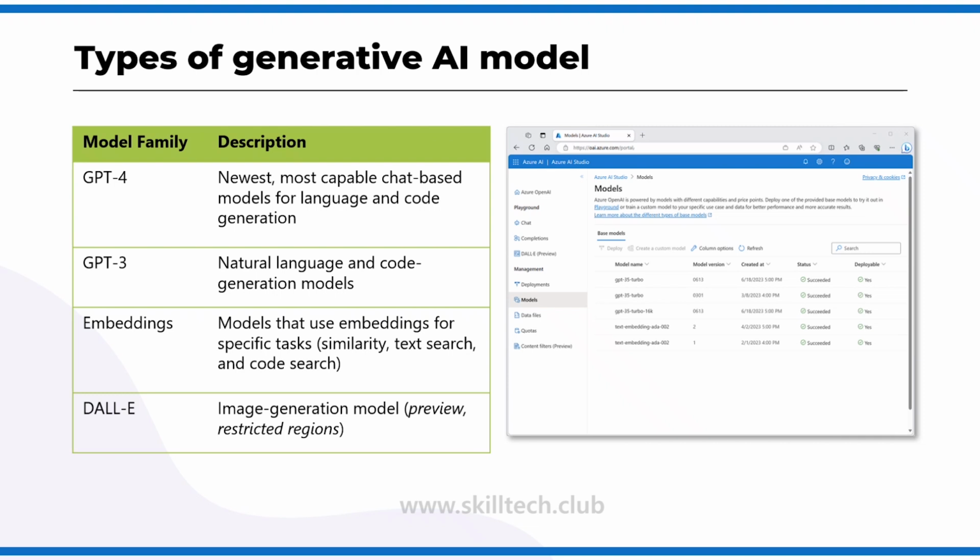We also have embedding models, which are used for specific embedding tasks. These embedding models use a specialized form of data encoding, which optimizes specific tasks like text similarity, searching for specific text, or searching for code. In certain cases, you're going to use specific embedding models also.